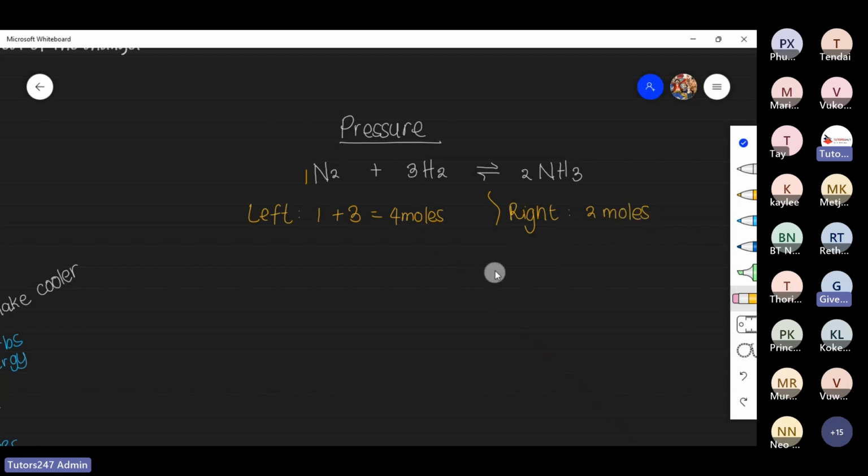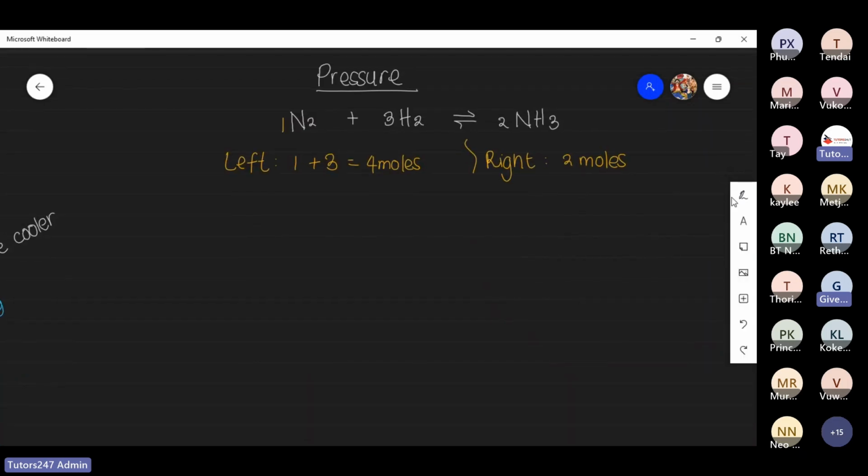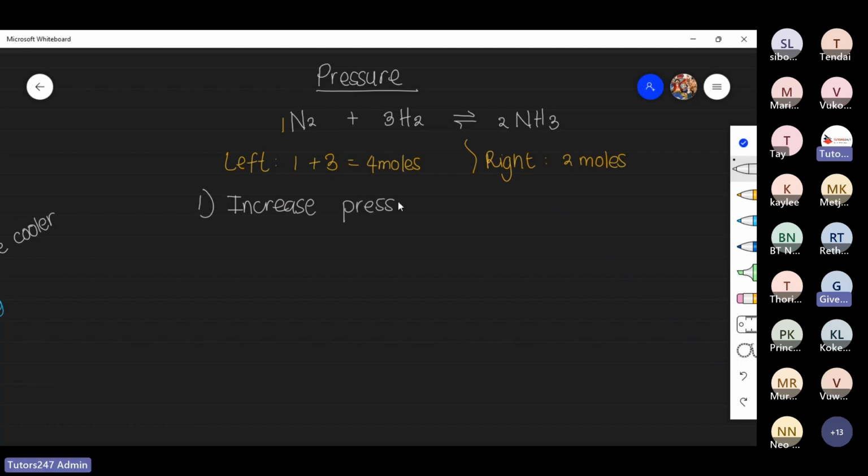That is step one, to balance your equation. Step two is to figure out how many moles you have on the right and how many moles you have on the left. Now, let's say we increase the pressure of our system, okay? So if we were to increase the pressure of this particular system, so we are now increasing pressure. What happens if we increase pressure?